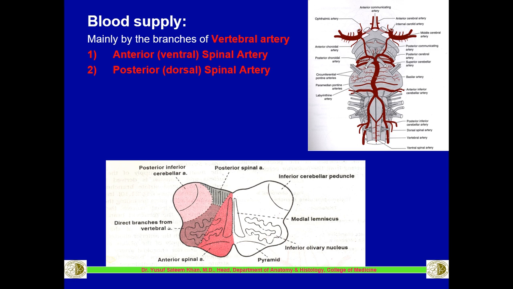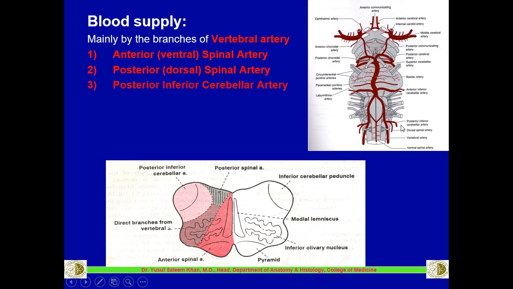Then the posterior spinal artery, if you can see here on either side. So the anterior or the ventral spinal artery is only one single artery in the midline, but the posterior or the dorsal spinal artery will be on either side. Okay, so here this is the dorsal or the posterior spinal artery. So here also you can appreciate, they are on either side.